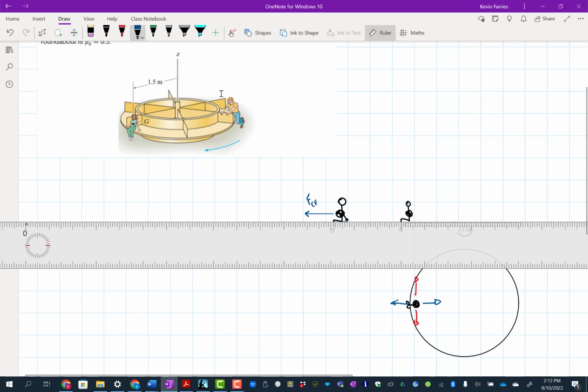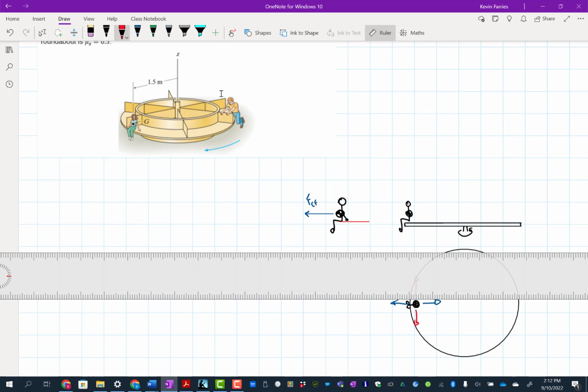But the reaction to that centrifugal force is going to come because of friction. If everything stays in equilibrium, we have a friction that's equal and opposite to the force that arises because of her spinning, the centrifugal force. This is the centripetal force, but it's a frictional force, so we'll just call it F, as usual for a frictional force.